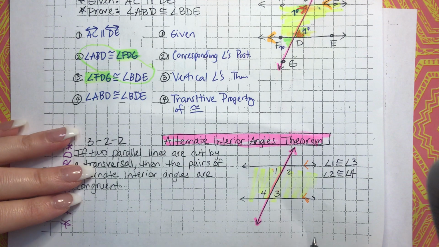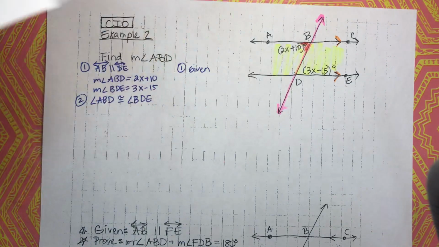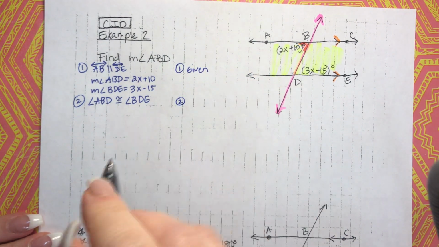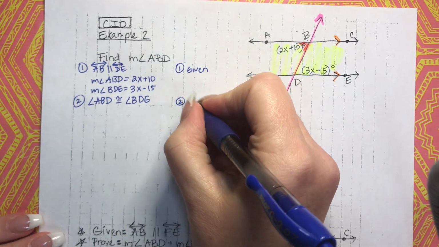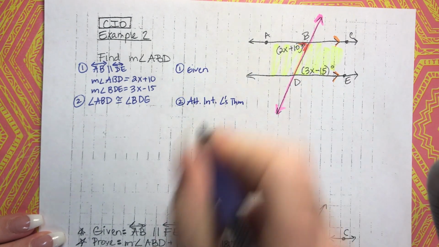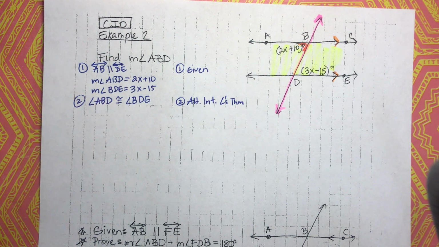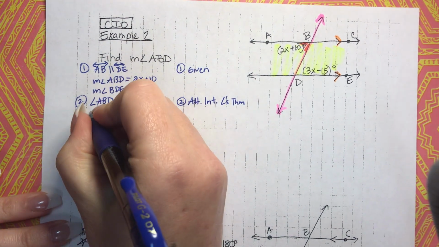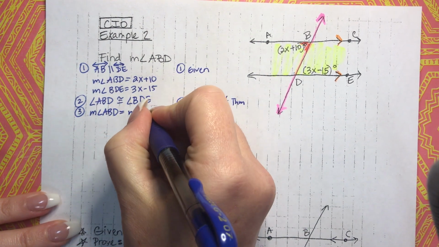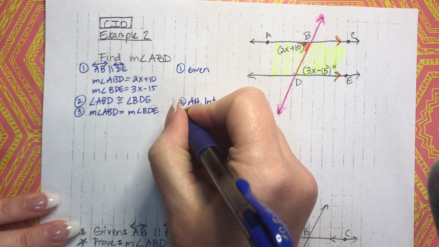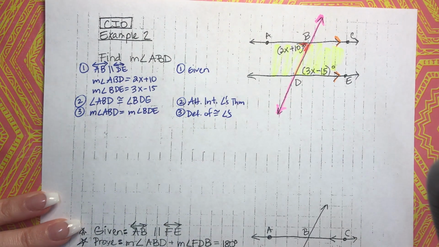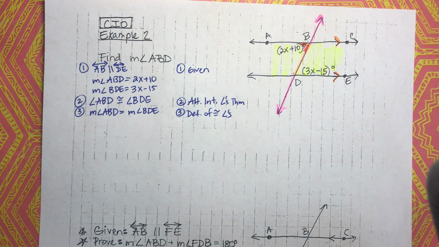So 1 is congruent to 3, 2 is congruent to 4. When we use it, we have to talk about it being congruent, and then we can switch the format. So this is the alternate interior angles theorem. Now we need to switch it to the equals, which is no problem. We can just say the measure of ABD is equal to the measure of angle BDE by the definition of congruent angles.